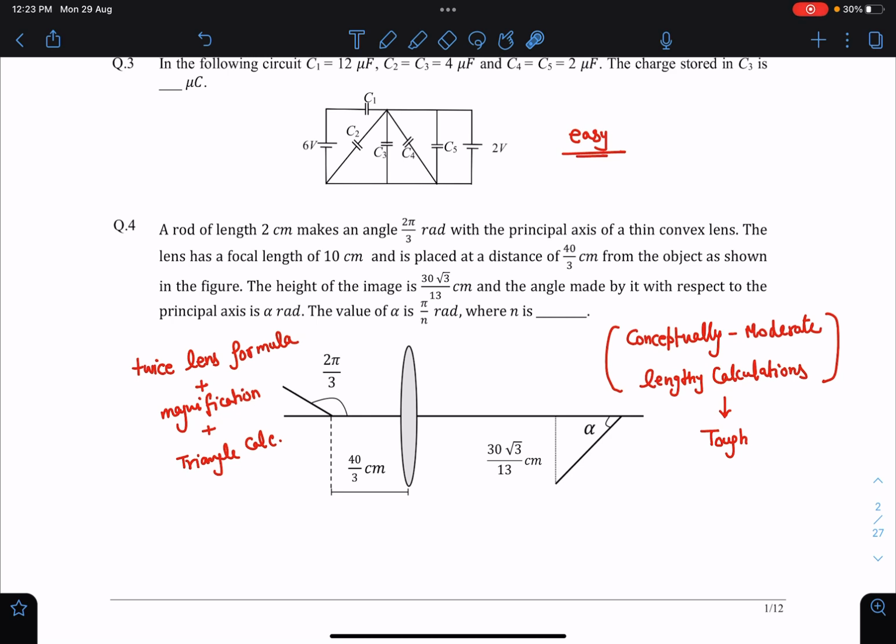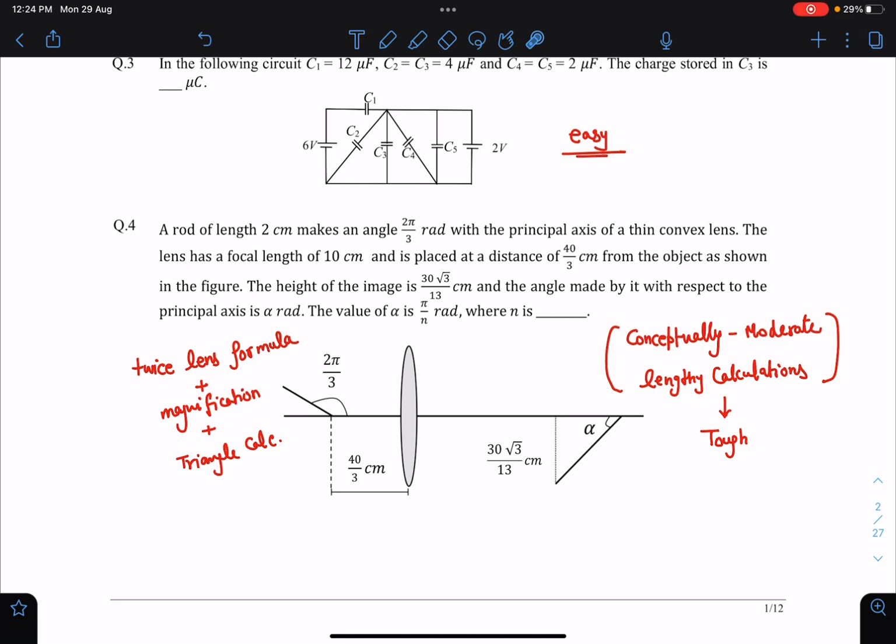In my opinion, conceptually it's not very tough, because for this you will take the image here, and for this you will take this as an extended object, and its image is formed like this. After that, 2 times you have to use the lens formula, and then a third time the magnification formula, and after that some plus minus you have to do in order to evaluate the value of alpha. So it's slightly lengthy, because of 2 times lens formula, magnification, and triangle calculation.